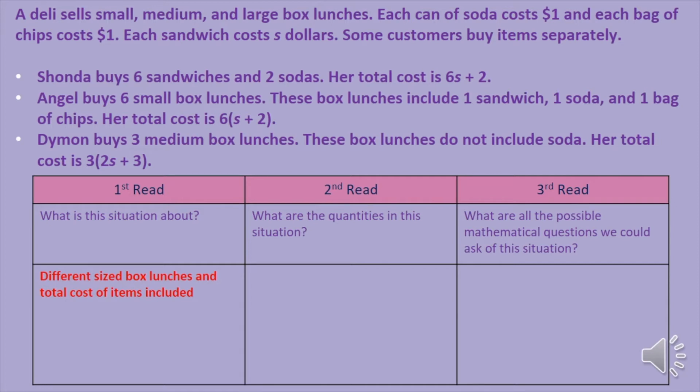Angel buys 6 small box lunches. These box lunches include 1 sandwich, 1 soda, and 1 bag of chips. Her total cost is 6 times the quantity of S plus 2. Diamond buys 3 medium box lunches. These box lunches do not include soda. Her total cost is 3 times the quantity of 2S plus 3. Now let's look at our second question. What are the quantities in this situation?